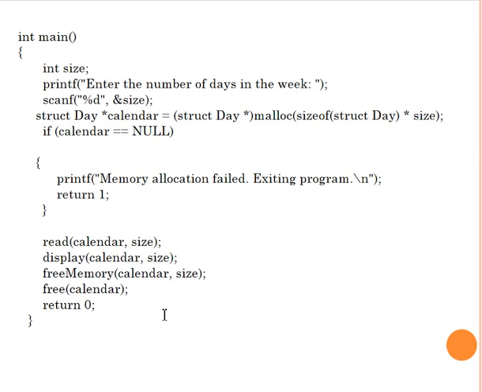So similarly we are using a free calendar, which allows the memory to be freed for the calendar which has been allocated array itself. So when we execute this program, we need to get all the complete data with an execution. Now we will see the execution.